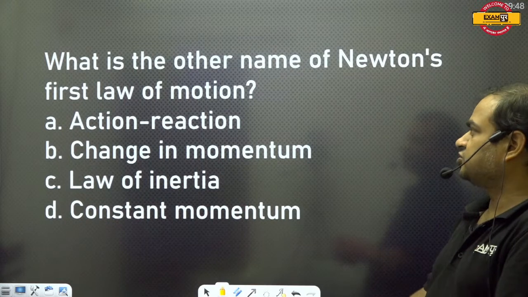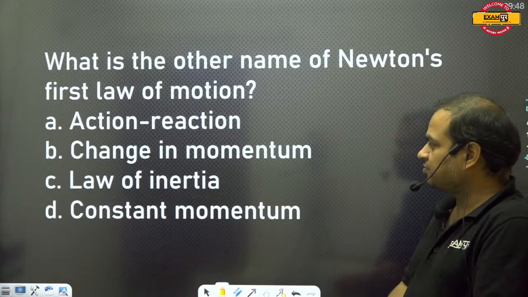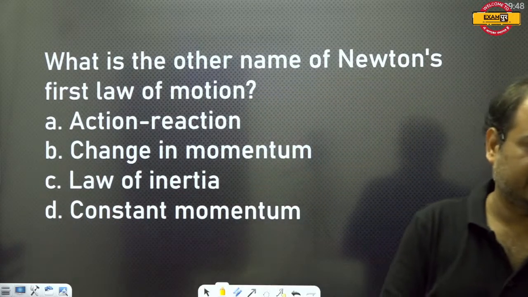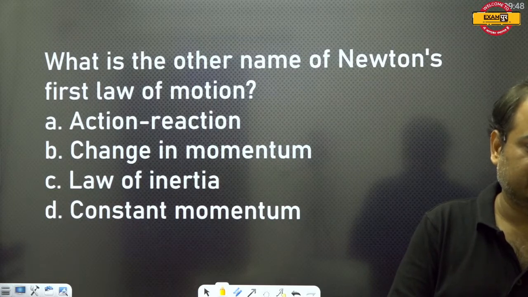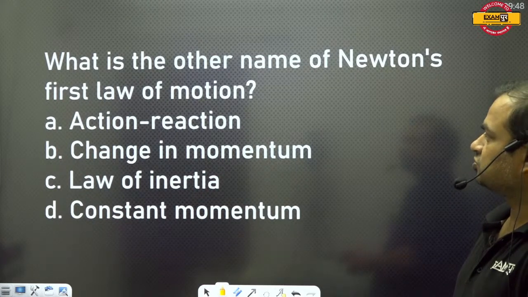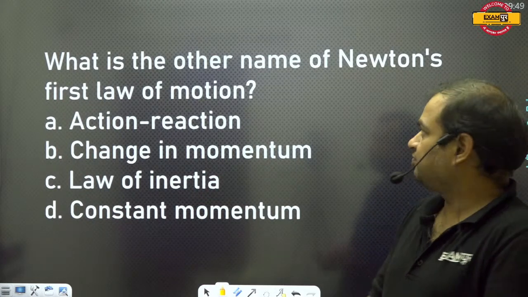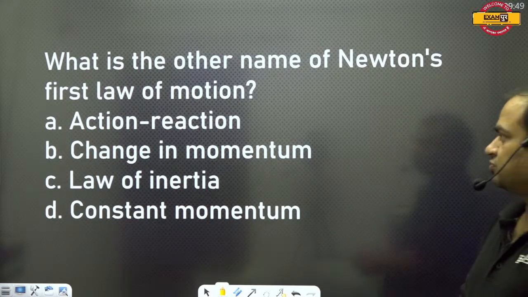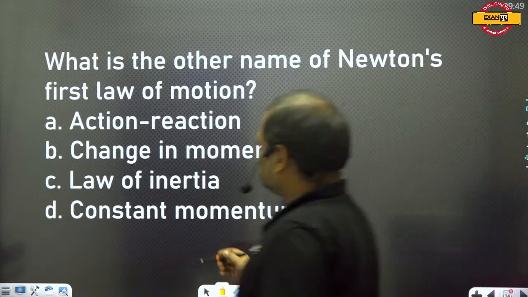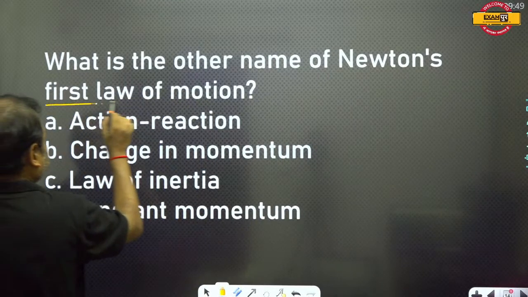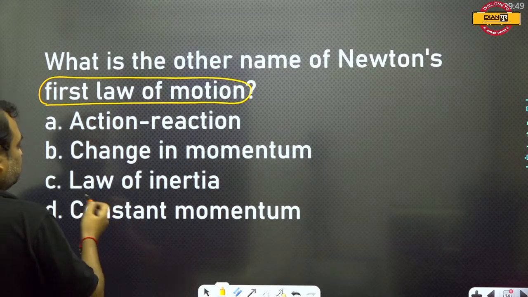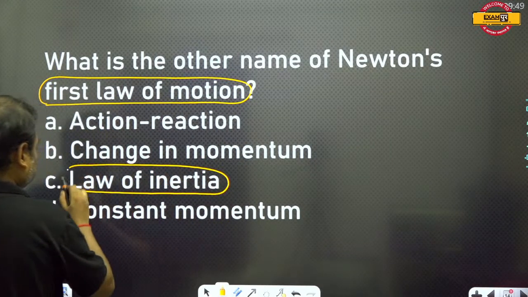What is the other name of Newton's first law of motion? Action, reaction, change in linear momentum, law of inertia, constant momentum. Which one will be the correct answer? Actually, the first law of motion which was given by Newton is also known as the law of inertia.